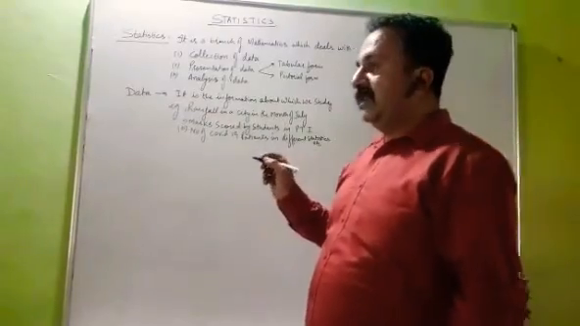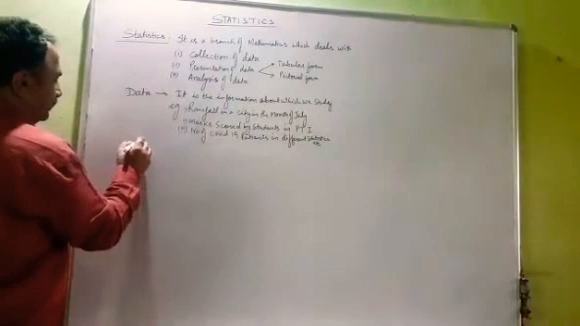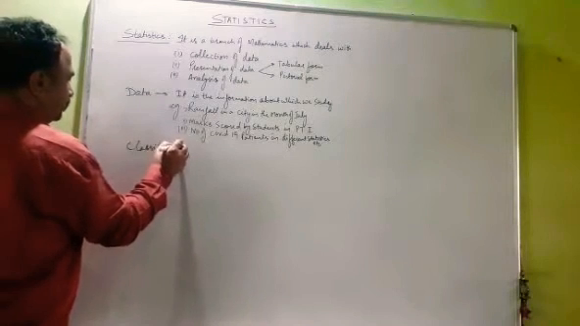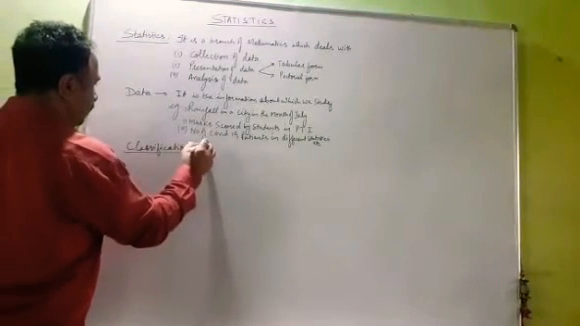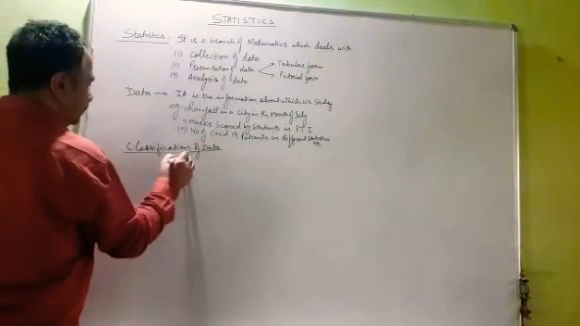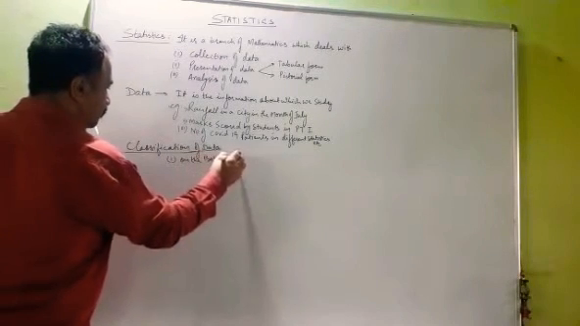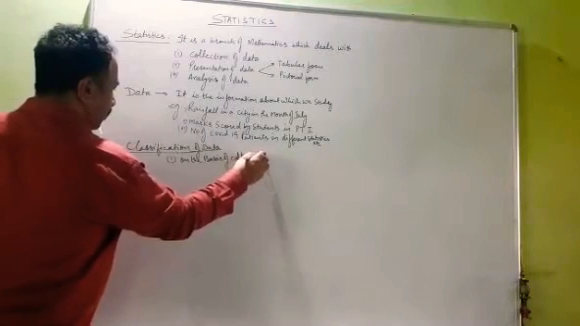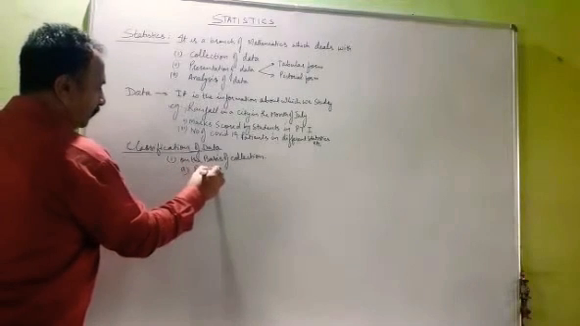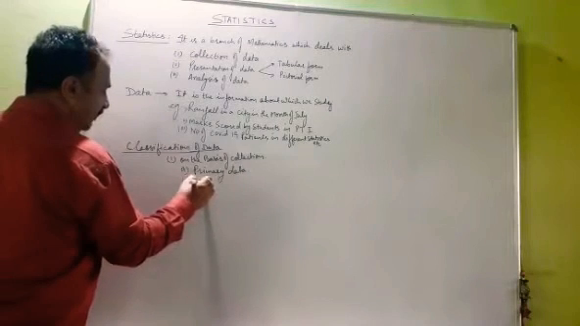Now, classification of data. Data can be classified. You've read all these terms. The first classification is on the basis of collection. The first type of data is primary data. The other one is secondary data.